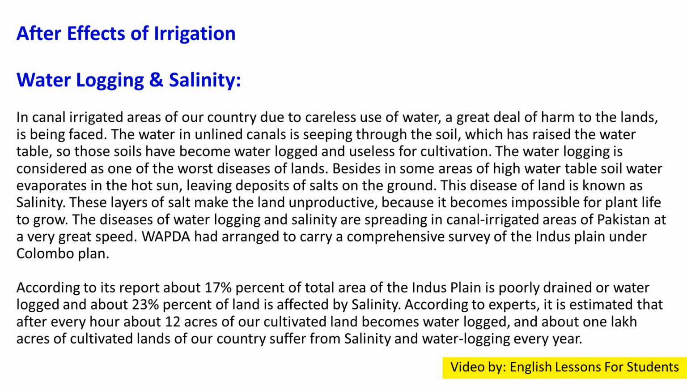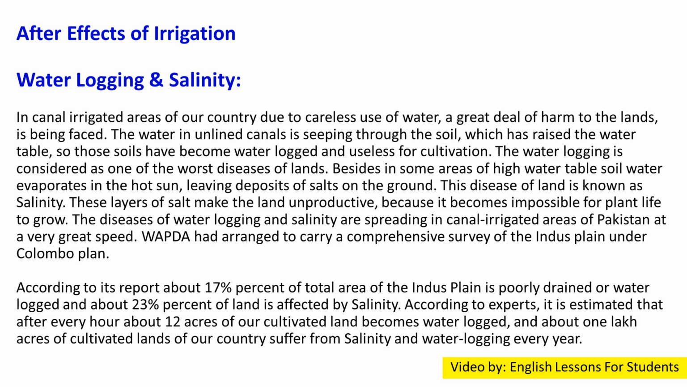Besides, in some areas of high water table, soil water evaporates in the hot sun, leaving deposits of salts on the ground. This disease of land is known as salinity. These layers of salt make the land unproductive because it becomes impossible for plant life to grow. The diseases of waterlogging and salinity are spreading in canal irrigated areas of Pakistan at a very great speed.